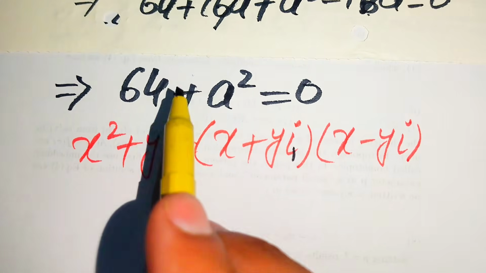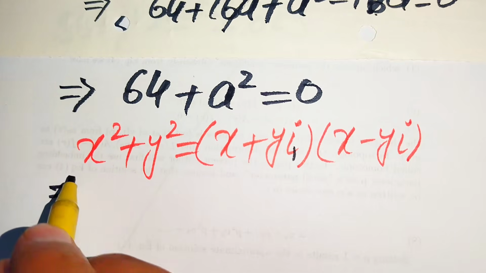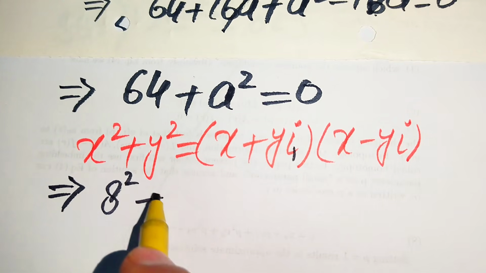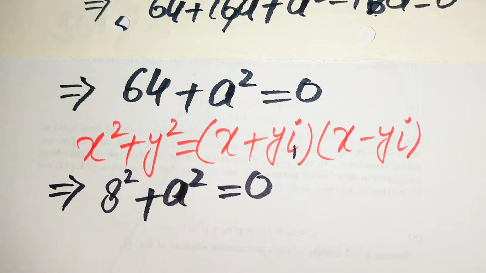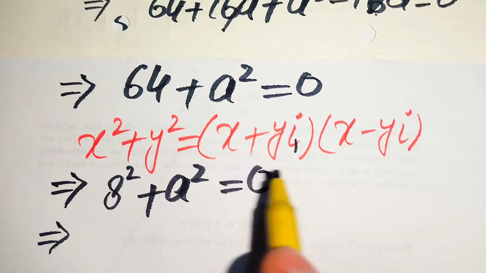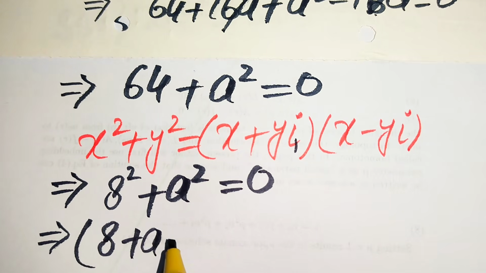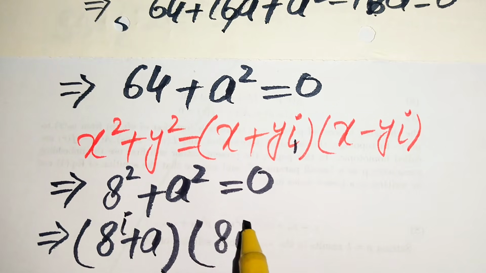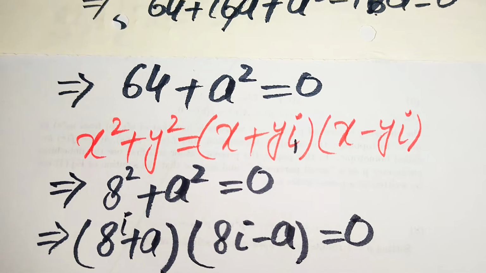So now first we rewrite this equation in this form. We write 64 as 8 square plus a square is equal to 0. And now we are ready to apply the above formula, and according to this formula here we write it as 8 plus a times iota, or in other words here we just write it as 8 iota plus a into 8 iota minus a, and this whole equation is equal to 0.